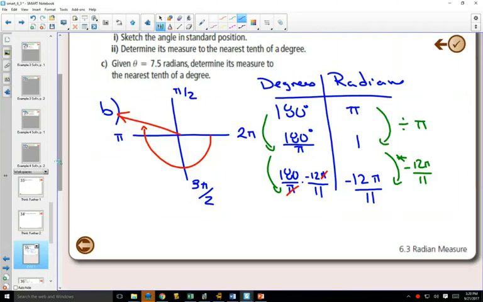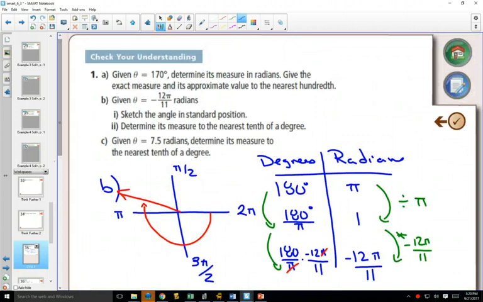Sorry, say that again. Because that is the angle that we're trying to find, negative 12 pi over 11.